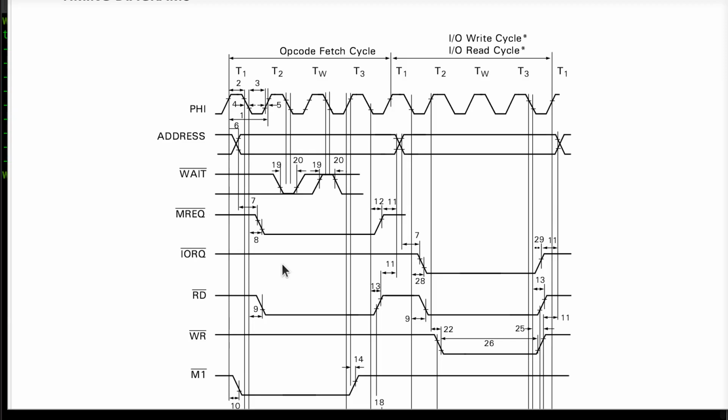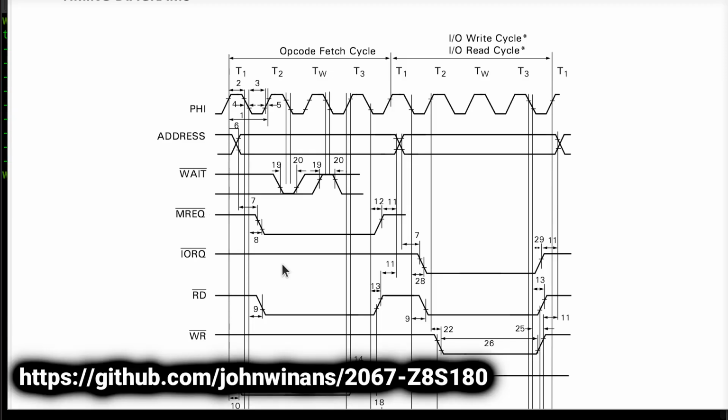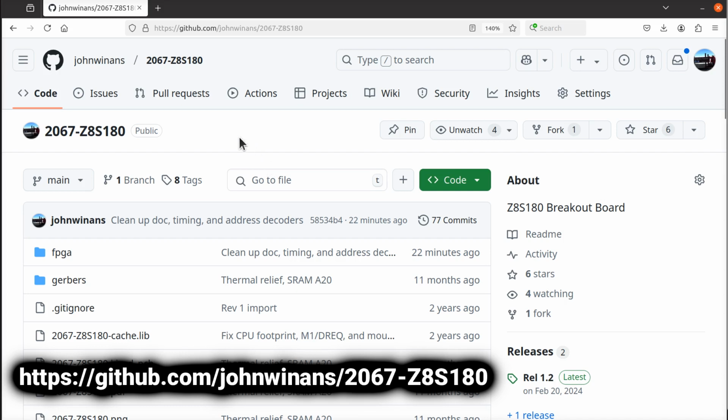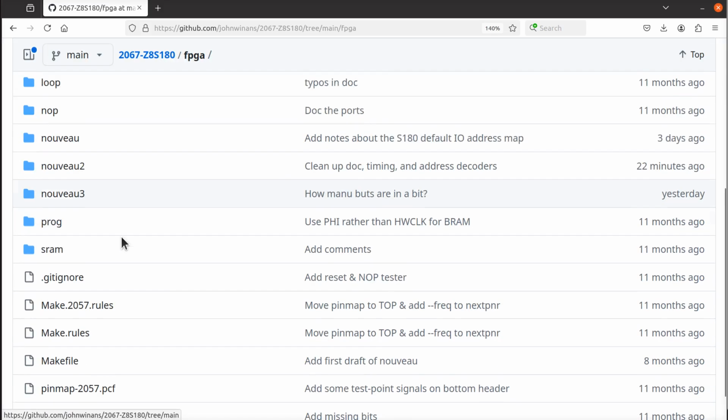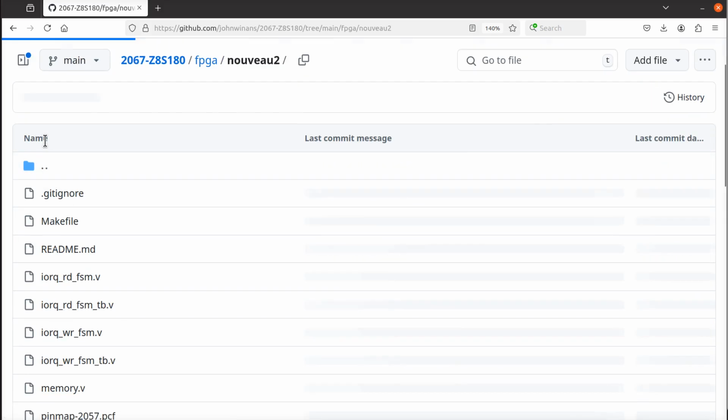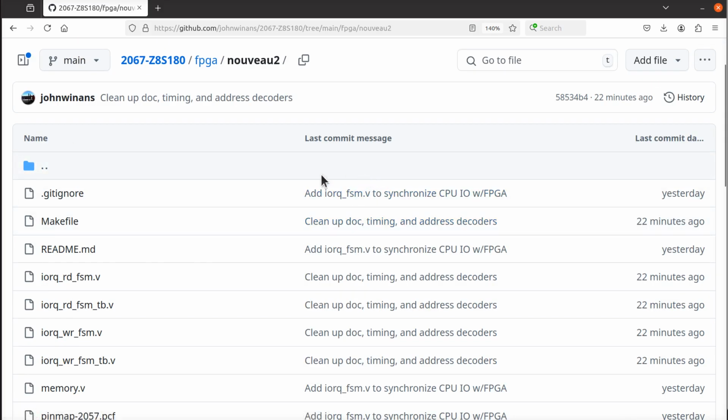The code that you're going to see today is on a GitHub website. It looks like this, and I'll put a link to this below the video in the description on YouTube so you can find it easily. I'm in this subdirectory here called FPGA, and in particular we're looking at Nouveau 2. Don't worry about the fact that this is for a Z80 and so on.